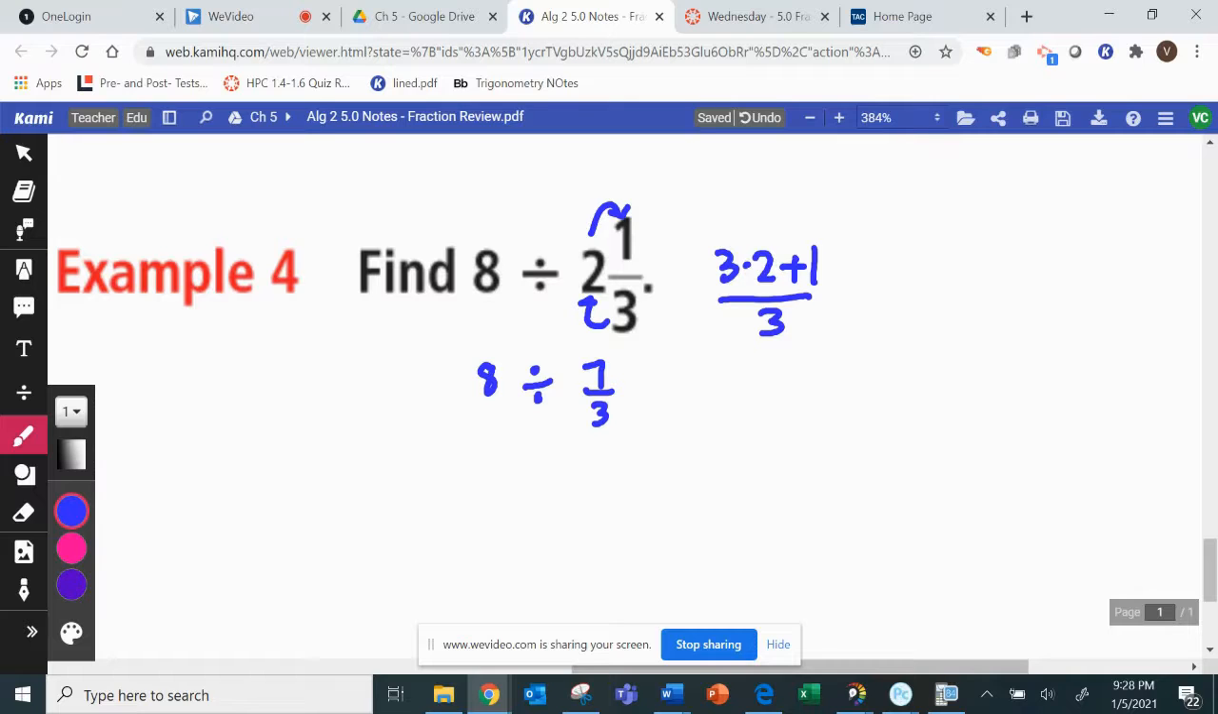Okay, let's see. So we're going to have 8, and we're going to change this into multiplication, and then we have to reciprocate 7/3 to be 3/7. Now, 8 is not a fraction until you rewrite it as a fraction, which we just put over 1, and then it becomes a fraction.